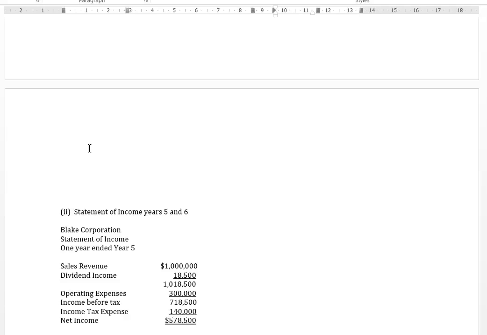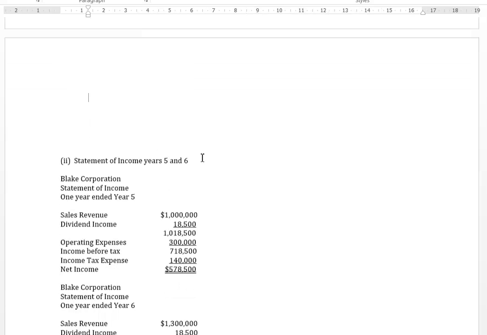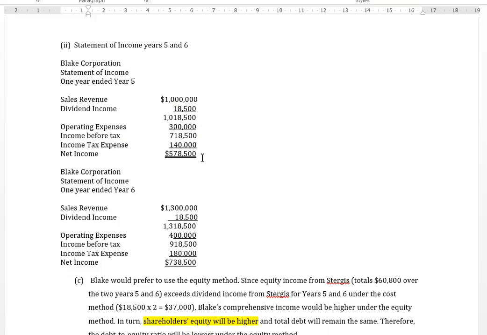Now, if we had to do the income statement for years 5 and 6, it's quite simple actually, because we don't show any comprehensive income, or OCI in this case. I'm just calling it a statement of income. So we've got our sales revenue, but notice now we've got dividend income here that we're going to put in because we're using the cost method. Remember, we didn't record any dividend income when we used the equity method because it debited cash and it credited the investment in Sturgis, both of which are balance sheet accounts. But under the cost method, remember, any dividend that we receive from an associated company credits dividend income. And we've got that at $18,500.